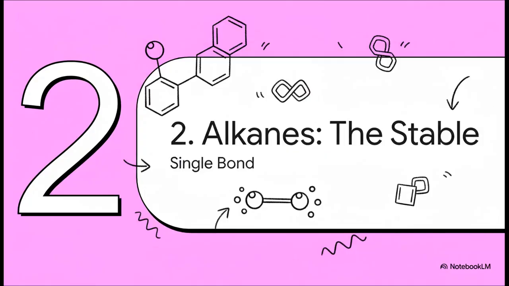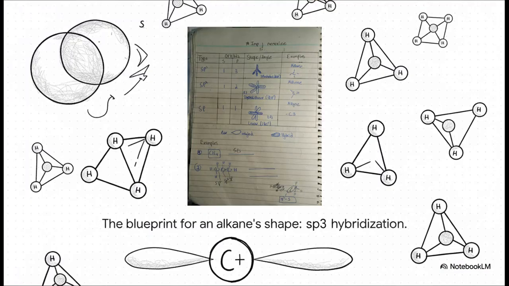Let's start with our first family, the alkanes. We're going to figure out exactly what makes them so stable, so chemically reserved. And it all starts with this blueprint, a concept called hybridization. Think of it like this. A carbon atom has a few different types of building blocks, called orbitals. For an alkane, the carbon atom takes one s orbital and three p orbitals and mashes them together. That process is called sp3 hybridization, and it creates four identical, super strong places to form single bonds.